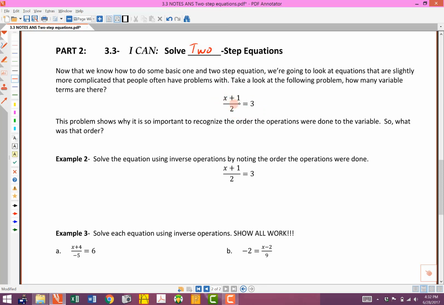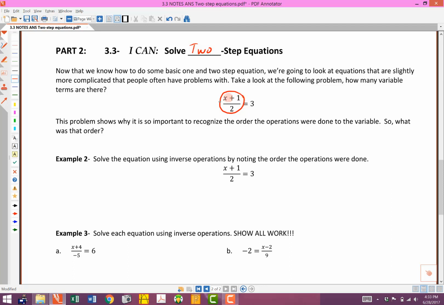Now notice this is a fraction bar right here, and hopefully that rings a bell when we talked about order of operations. That's kind of an exception to the order of operations. There is only one variable term. This entire thing is one term. So the variable term is already by itself, but it's important to recognize the order in which the operations need to be done so we know how to undo those.